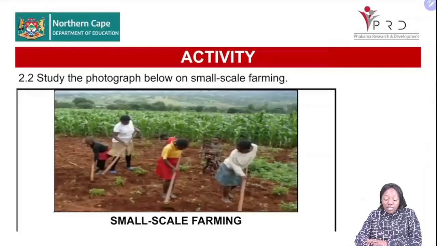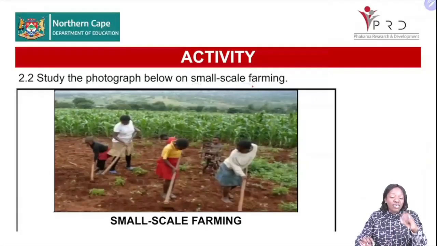Then we're looking at our first activity. Our activity is saying study the photograph below on a small scale farming. So they've already told you this is a small scale farming. Remember, we've already dealt with it thoroughly. What is a small scale farming and what is a large scale farming, your subsistence farming and your commercial farming. Then you have your intensive farming and your extensive farming. All these six you're supposed to know their difference.